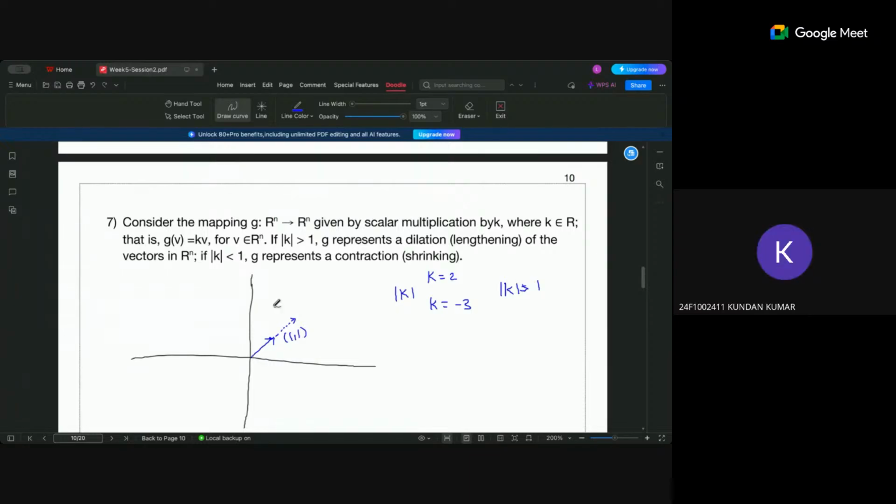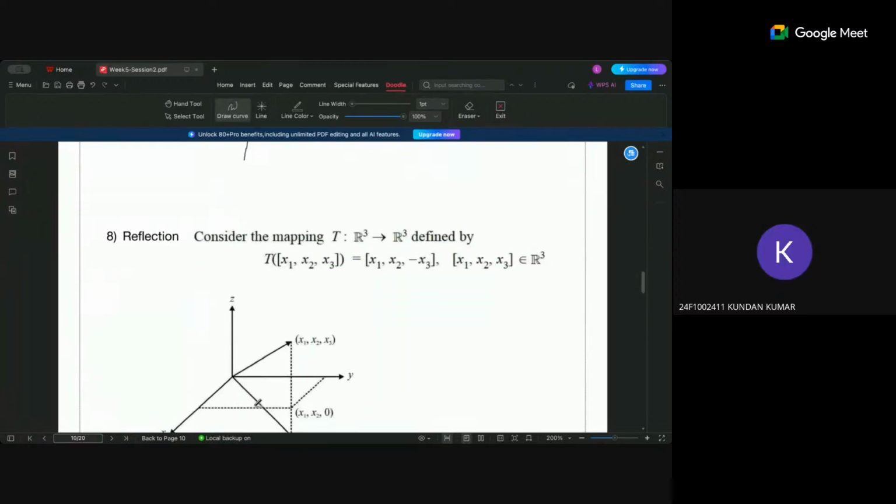If modulus of k is strictly less than 1, for example, k equal to 0.5 or k equal to minus 0.75, something like this, then you see that mod k is strictly less than 1. In that case, what happens? The vector shrinks. So it is becoming something like this. So it is a contraction. Okay?